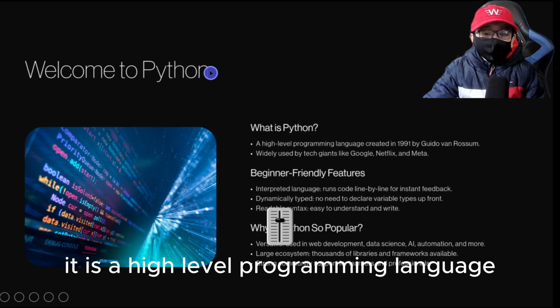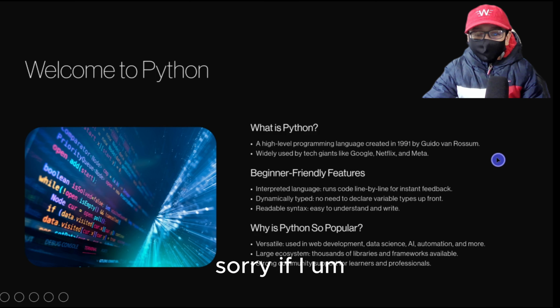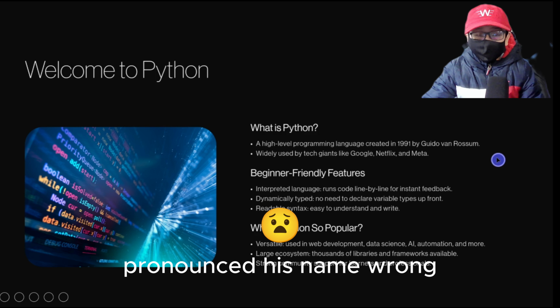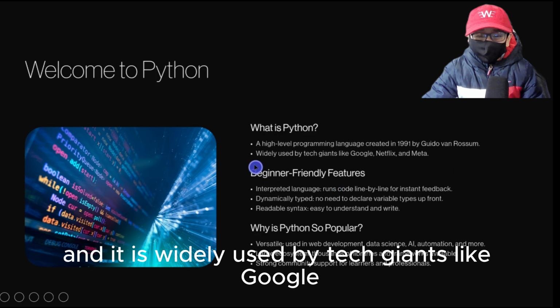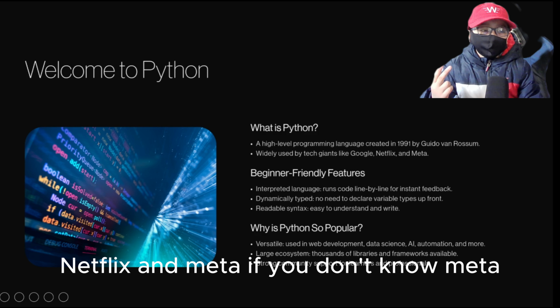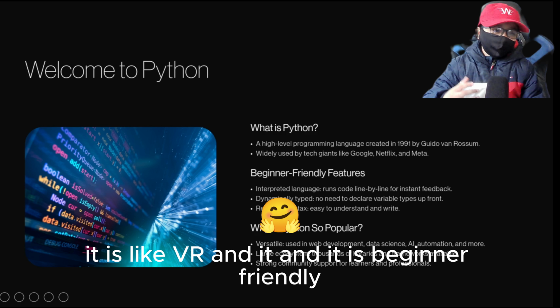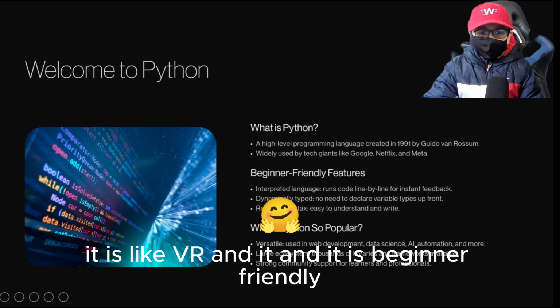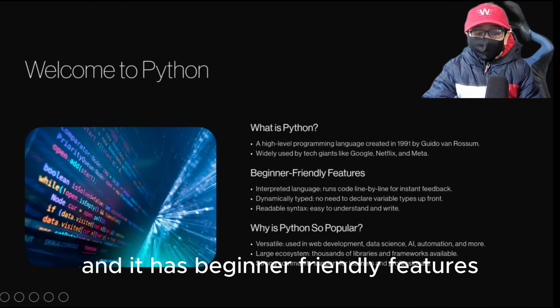It is a high-level programming language created in 1991 by a guy named Guido van Rossum. Sorry if I pronounced his name wrong, but yeah. And it is widely used by tech giants like Google, Netflix, and Meta. If you don't know Meta, it is like VR.